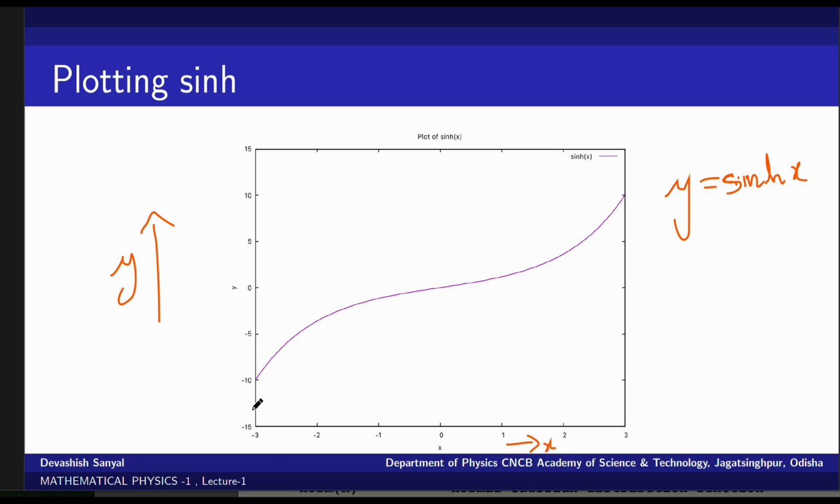Okay, and this is my 0 on the y-axis, and this is the 0 on the x-axis. Okay, so what is a hyperbolic function? A hyperbolic function is defined like this. So when I say y is equal to sine hyperbolic function, I actually mean this function, e to the power x minus e to the power minus x by 2.